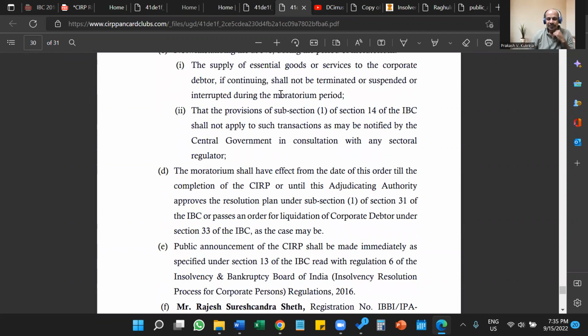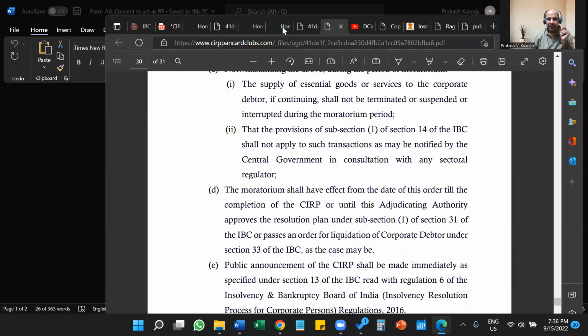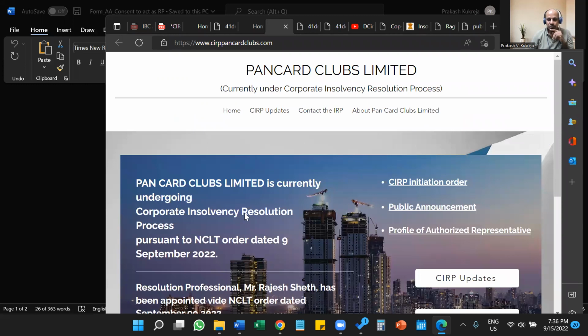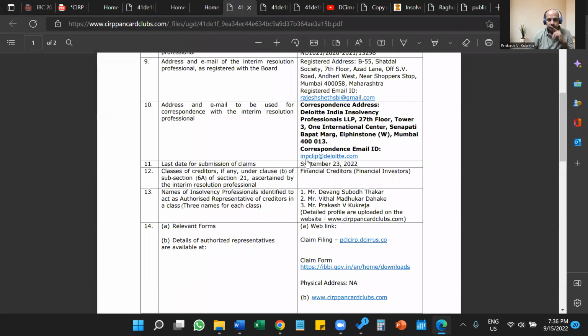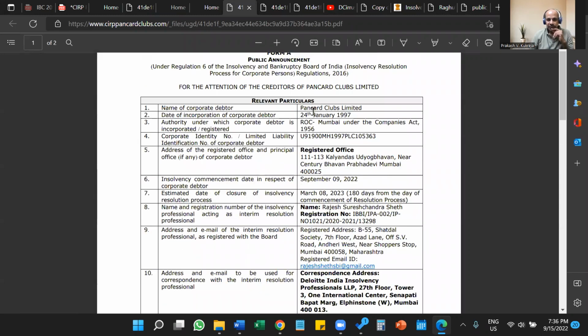Now, what happens is the moment the order came on 9th of September, right? And if I have to go back and look at the public announcement, this is the public announcement for PAN Card Club. So here you can see PAN Card Club, right? And Rajesh Seth has been appointed as IRP. The insolvency commencement date is 9th of September. This is very important to know. The day when the order is declared, that is the ICD, insolvency commencement date. This is the most important date because basis this becomes the effective date basis which you take all the decisions.